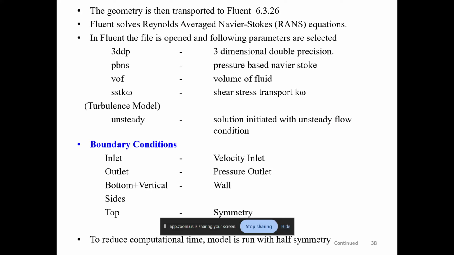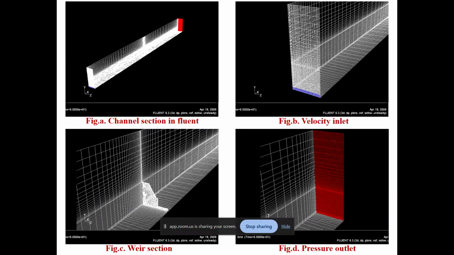The boundary conditions are like this. At inlet, we had used velocity inlet. At outlet, pressure outlet. The bottom and vertical sides were considered as wall, and the top symmetry has been used. And to reduce the computational time, the model is run with half symmetry. Now, these are the channel sections: the influent, the velocity inlet, the actual weir section, 2D weir, which I had used, and at the end of the flume or channel, that is pressure outlet.